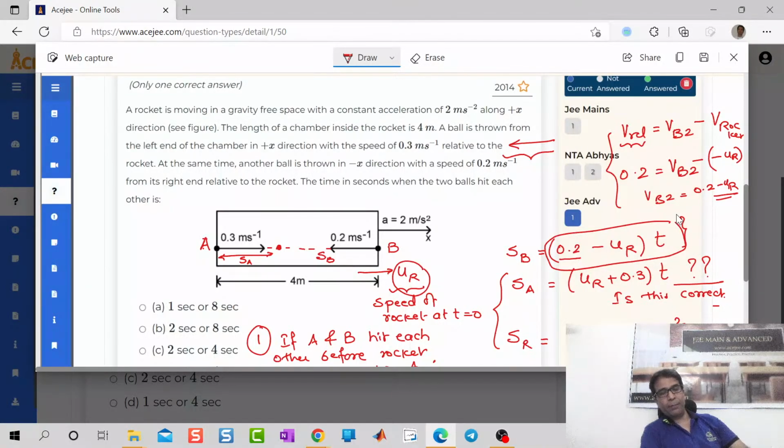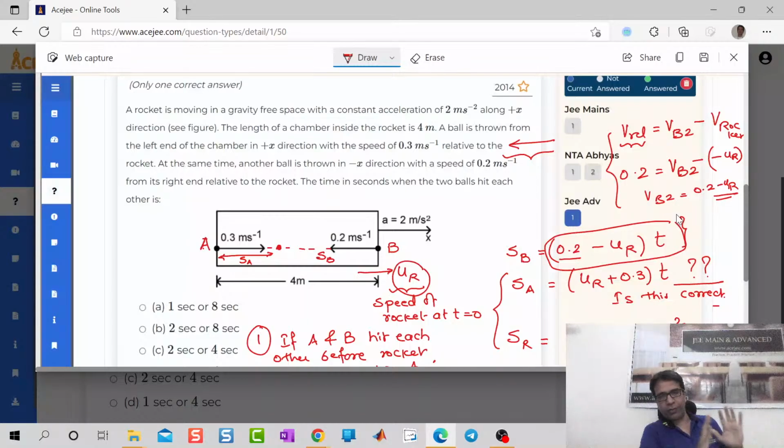The other scenario is that you threw the first ball towards the right at 0.3, but the rocket catches up, because the rocket has an acceleration of 2 meters per second squared, no? So within a second, its speed is going to increase by 2 meters per second. So it sounds like it's going to catch up fairly quickly with ball A. So what will happen? You threw the ball, but then the rocket came from behind, and the ball would then be carried away along with the rocket, right? So then you need to work out how long it will take for ball B to hit the left wall of the rocket.